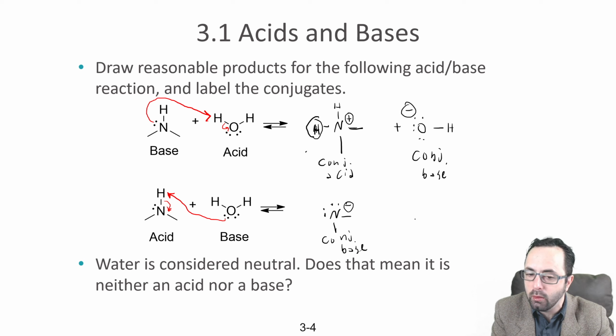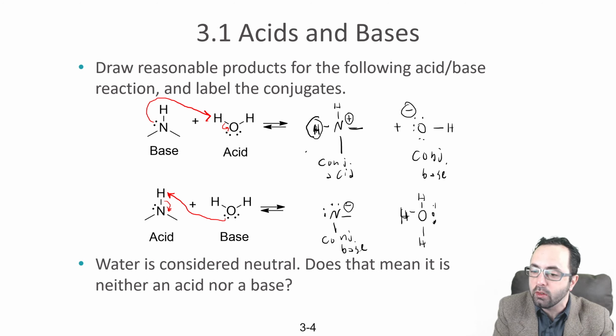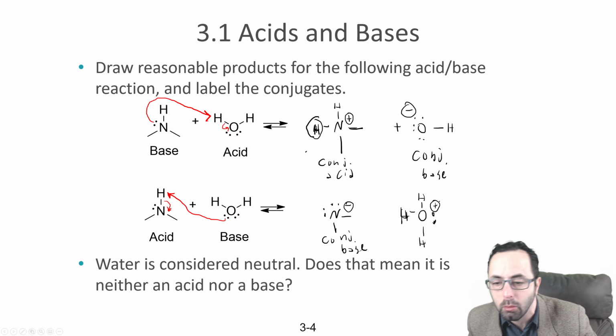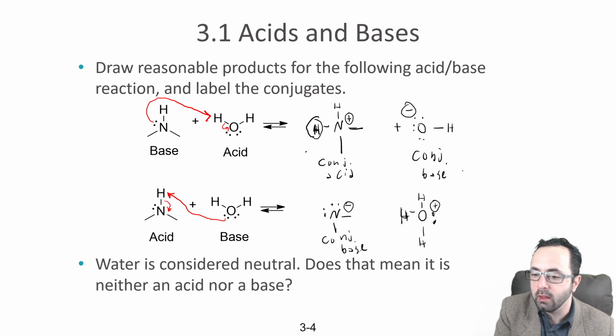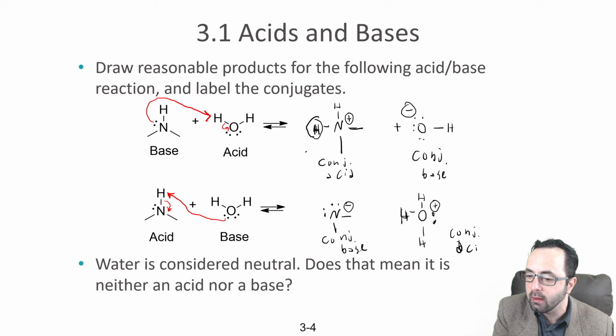And now this oxygen here is making 3 bonds to hydrogen, and it has 1 lone pair remaining. The other lone pair was used to make the bond to the hydrogen. And so this oxygen has a positive formal charge, and this is a hydronium ion. This would be the conjugate acid of water. It's what you get when water has an H+ added to it.